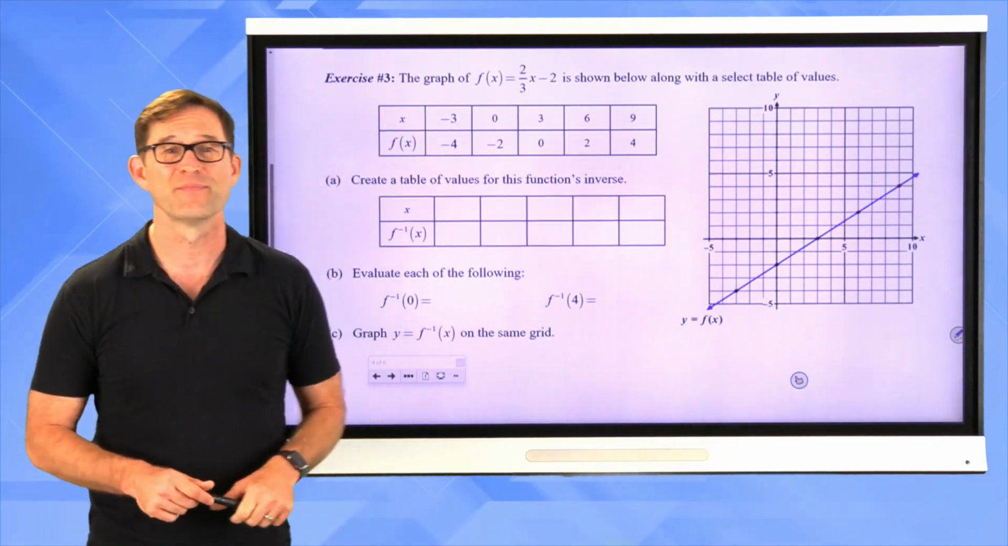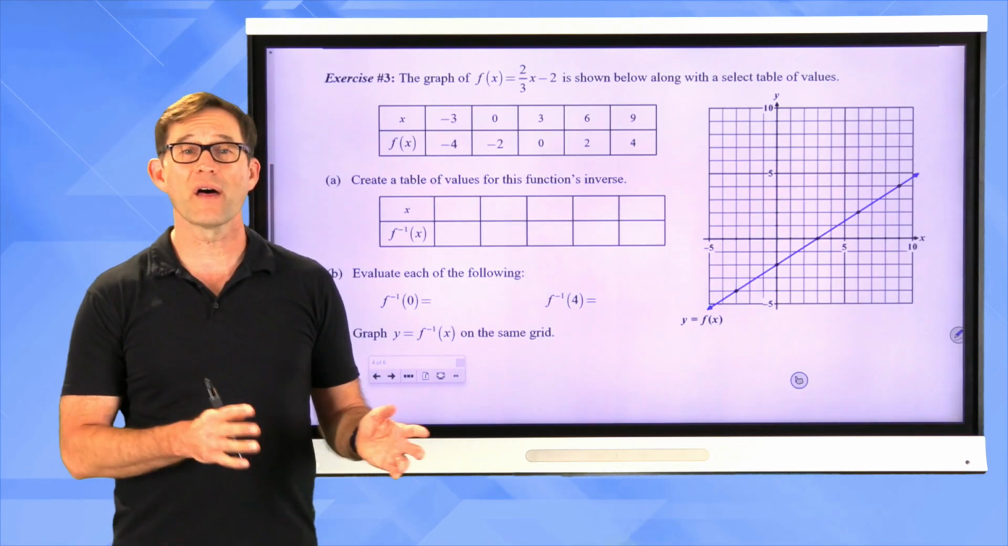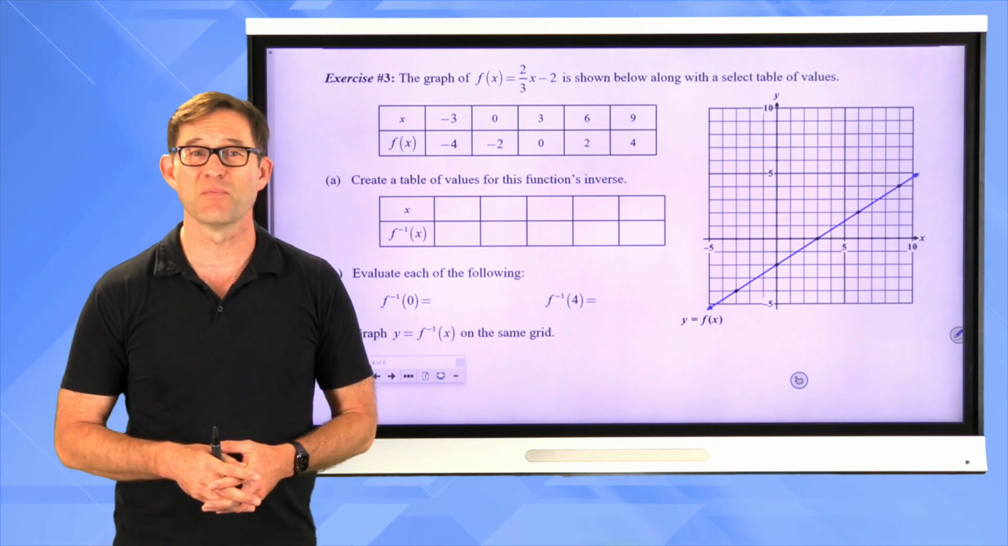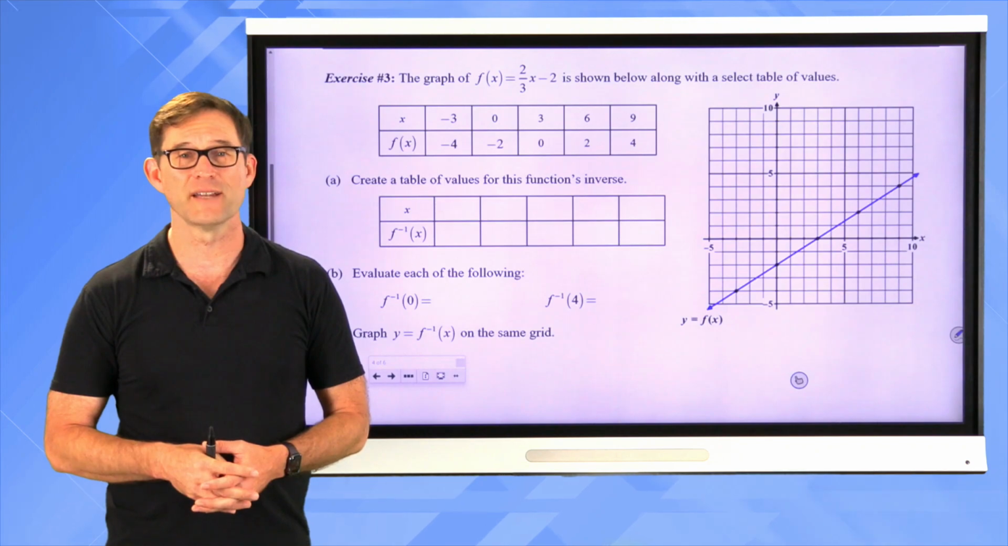Exercise number 3. The graph of f of x equals 2/3 x minus 2 is shown below, along with a select table of values. Letter A, create a table of values for this function's inverse. All right, awesome. Well, we just saw how that was done in exercise 2. It should be pretty easy if you were paying attention. Why don't you go ahead and take a few seconds to do that?